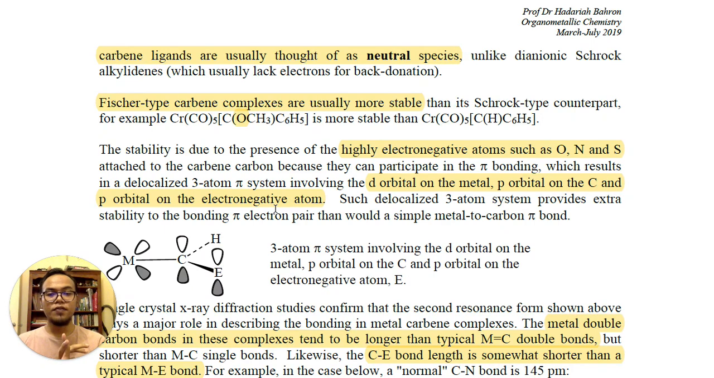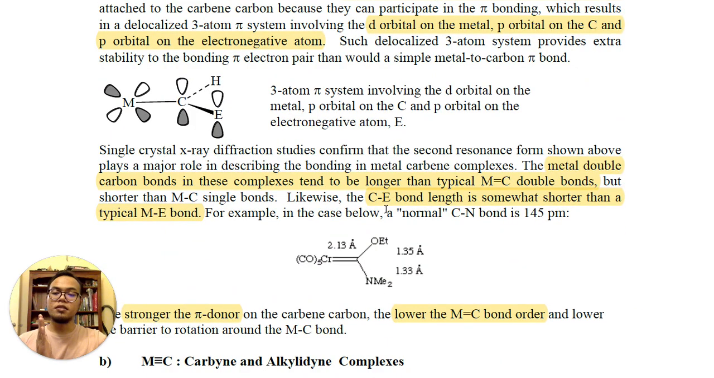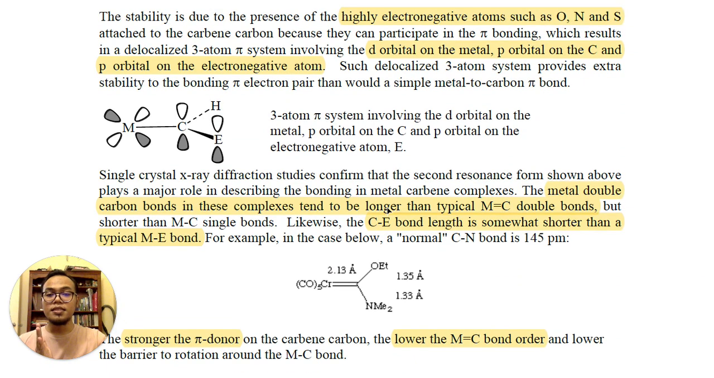Which results in the three atoms. Pay attention here. We have d orbitals on the metal, and we have p orbitals on the carbon or carbene, and then we have p orbitals on the electronegative atom. So this is a very stable configuration. Such a delocalized three-atom system provides extra stability to the pi bonding electron pair than the normal metal to carbon pi bond. Okay, so Fischer carbene is more stable than Schrock because it does have a highly electronegative atom. So we have a three-atom pi system from metal d orbital to the p orbital of your carbene and the p orbital of your electronegative atom.